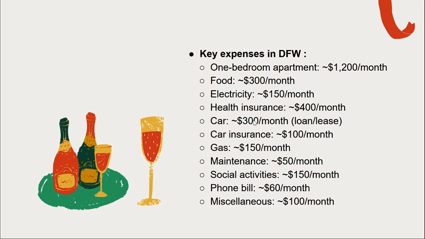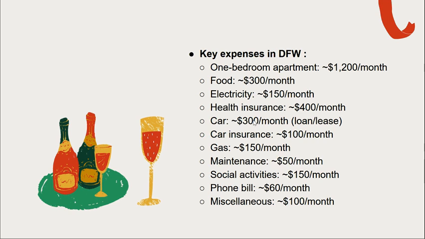So everybody has that. So now we're going to go into key expenses. We're going to talk about how these are approximate expenses. These are not the actual price, but I got an average. So we can talk about how much a one-bedroom apartment costs: $1,200, food $300, electricity $150, health insurance $400, car payment $300, car insurance $100, gas $150, maintenance on your vehicles is $50 a month. Social activities $150 a month, phone bill $60 a month, and then miscellaneous costs.